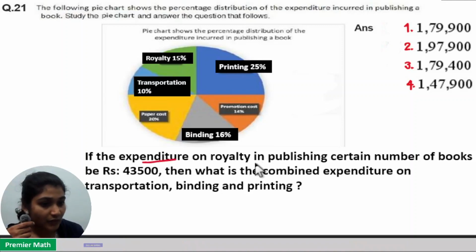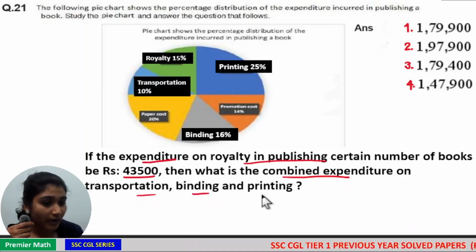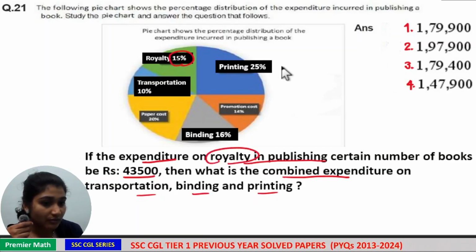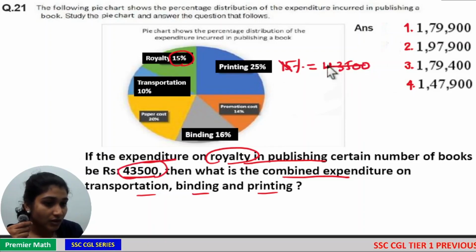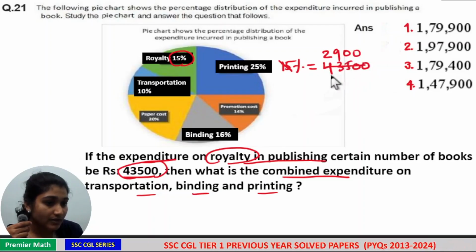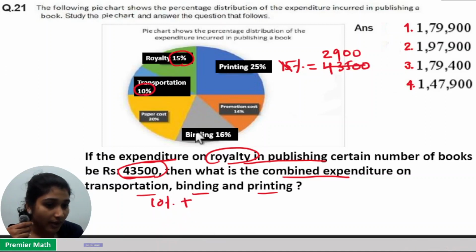If the expenditure on royalty in publishing a certain number of books is rupees 43,500, then what is the combined expenditure on transportation, binding and printing? Here royalty is 15%. So 15% is equal to 43,500. Then 15 goes 2 times in 30, 15 goes 9 times in 135. So 1% is 2,900.